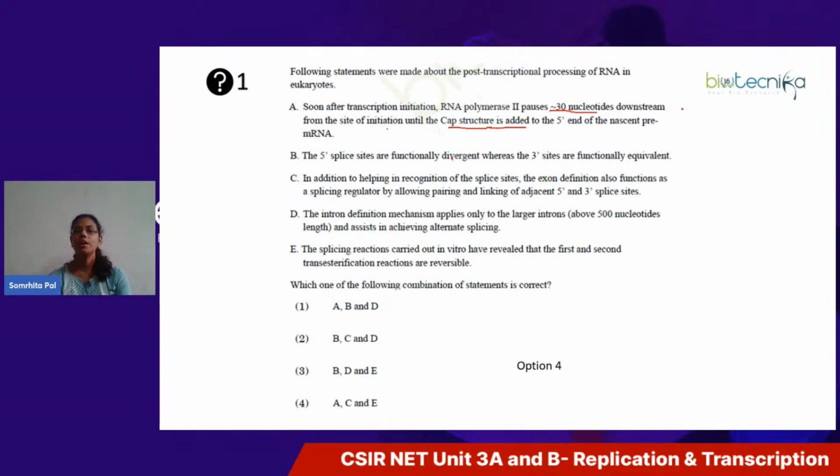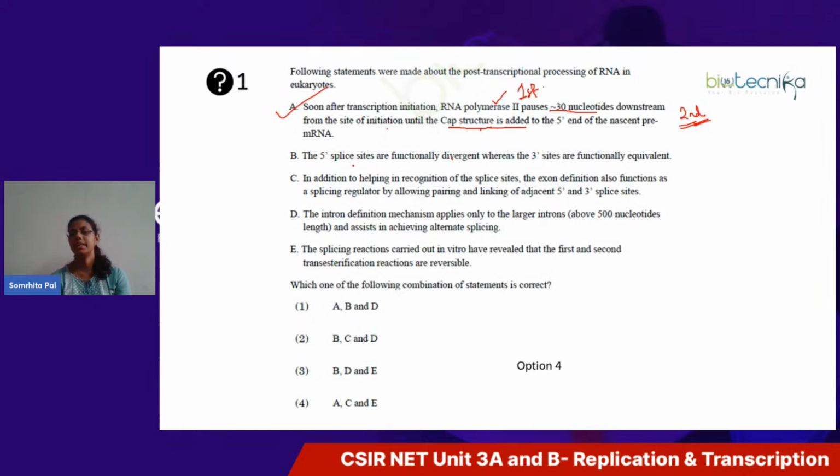Right? So that is why the second phosphorylation that happens on serine 2, which we had discussed earlier also, is a phosphorylation which marks the addition of the cap structure, because that recruits the capping machineries and the splicing machineries, both. So RNA polymerase initiates the transcription after the first phosphorylation and then it pauses until the second phosphorylation happens and the cap structure is added, and then it again continues the elongation phase. So therefore statement A is correct.